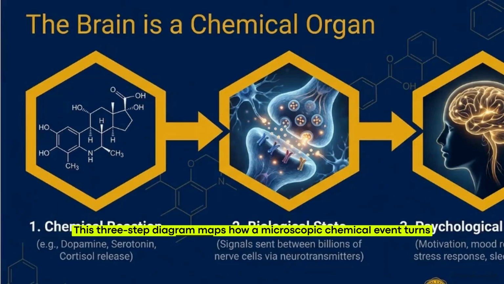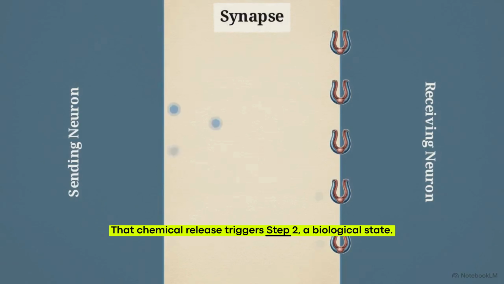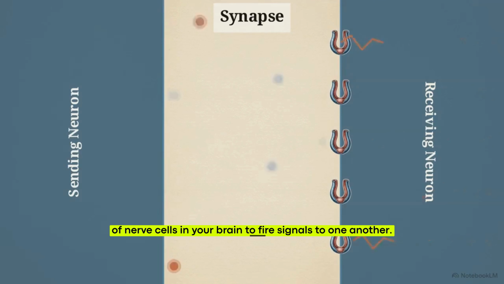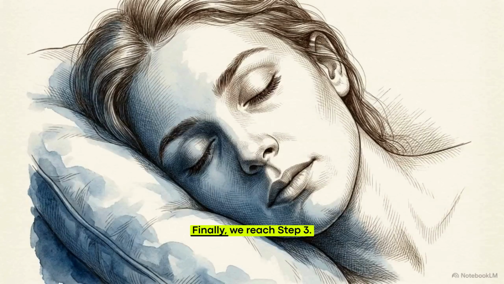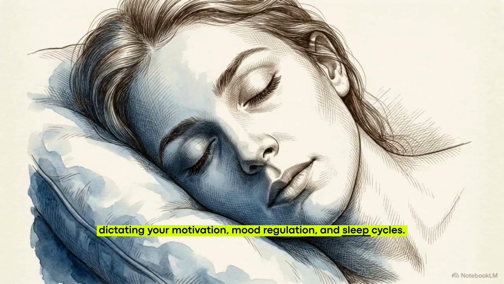This three-step diagram maps how a microscopic chemical event turns into observable behavior. Step 1 begins with a chemical reaction, like a dopamine release when checking your phone, or a cortisol spike before a speech. That chemical release triggers Step 2, a biological state. Those chemicals act as messengers, telling billions of nerve cells in your brain to fire signals to one another. Finally, we reach Step 3. Those internal nerve signals manifest externally as psychological behavior, dictating your motivation, mood regulation, and sleep cycles.